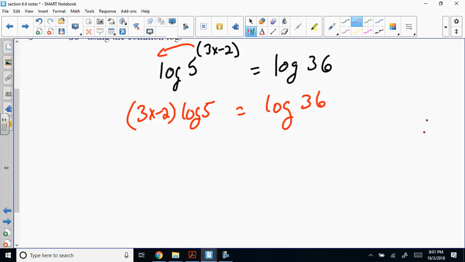Now, it doesn't matter. Or you could distribute the log through, and that'd be 3x times the log of 5 minus 2 times the log of 5, right? What you want to do? Divide by log of 5. See what I created?